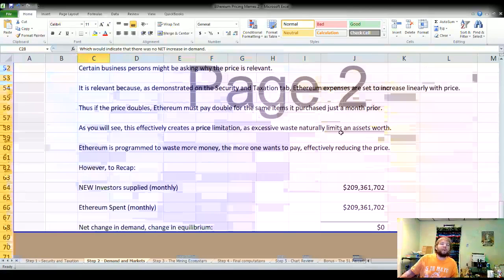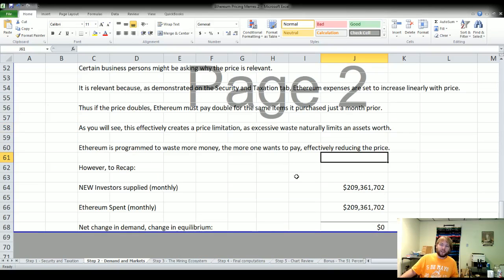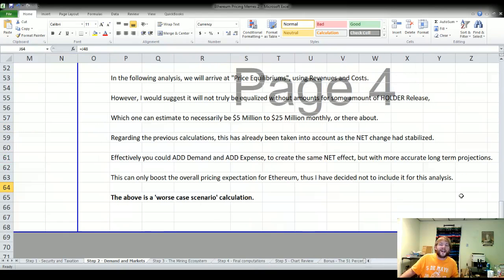Certain business persons might be asking why the price is relevant. It is relevant because, as demonstrated on the Security and Tax tab, Ethereum expenses are set to increase linearly with price. Thus, if the price doubles, Ethereum must pay double for the same items it purchased just a month prior. As you'll see, this effectively creates a price limitation, as excessive waste naturally limits an asset's worth. Ethereum is programmed to waste more money the more one wants to pay, effectively reducing the price. However, to recap, new investors supplied $209 million. Ethereum spent $209 million to create a zero change in demand.